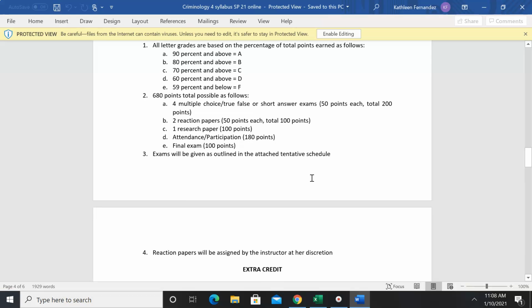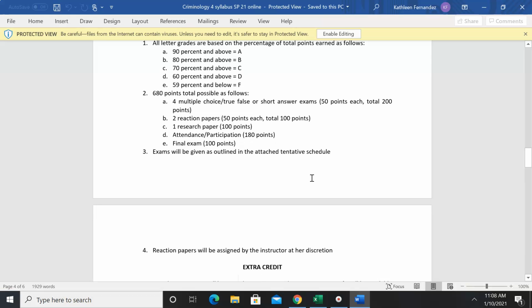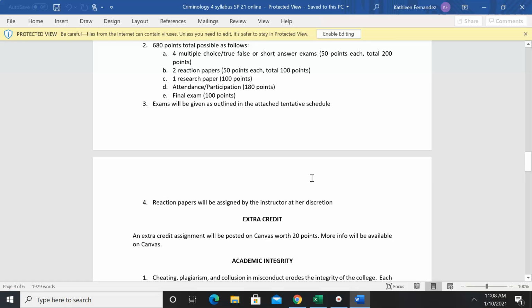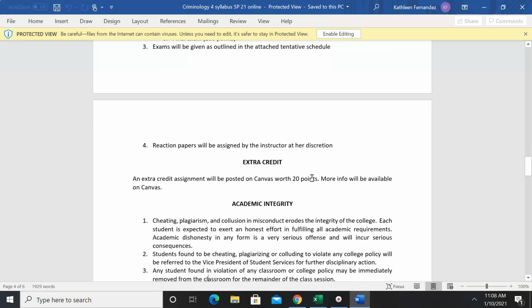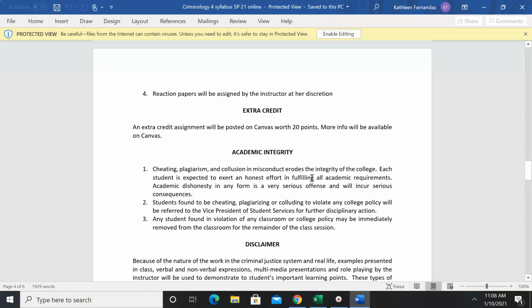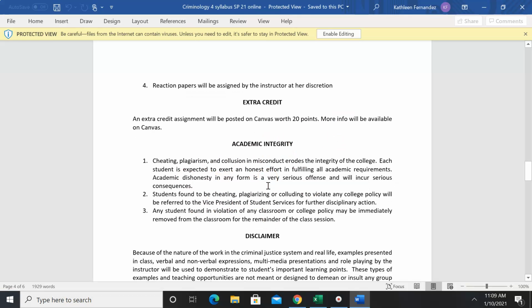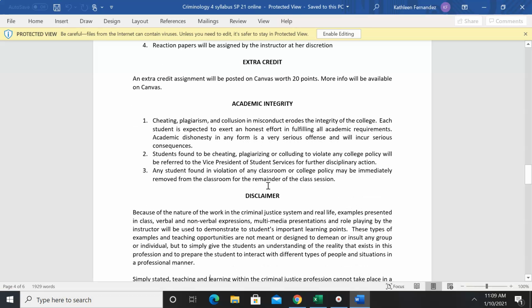These are going to be on your tentative schedule, which will be at the end of this. Extra credit, we'll do some kind of extra credit. That'll be announced later. Please don't cheat. Plagiarism. Please don't plagiarize. When you submit your research paper, if it's plagiarized, we're going to have some issues. So please don't cheat. Okay? All right.